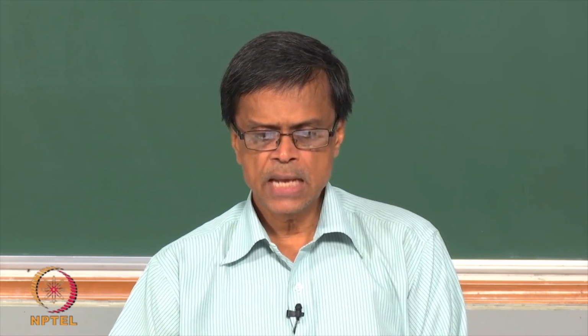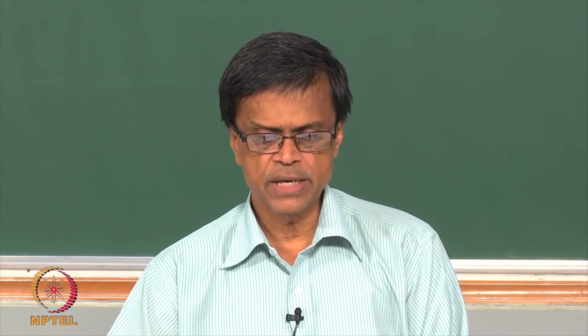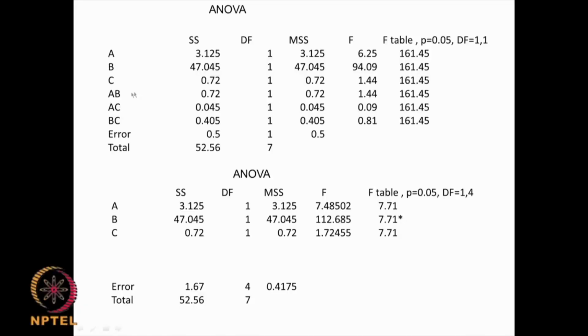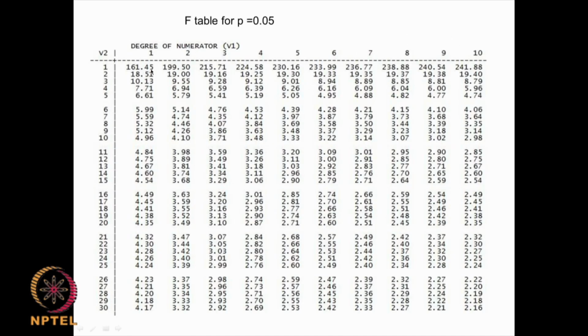Okay. So when we use that approach and calculate F values, we see none of them are significant. But then these interactions are anyway not significant or very small, so we can combine that with the error. So what happens, DF for the error goes up to 4, and we have to add up all these with 0.5, so this comes out to be 1.67. So F ratios change to 7.48, 112, 1.7. But the main thing that happens is now we are looking at the table at 1,4 degrees of freedom. So the number has gone down dramatically to 7.71.